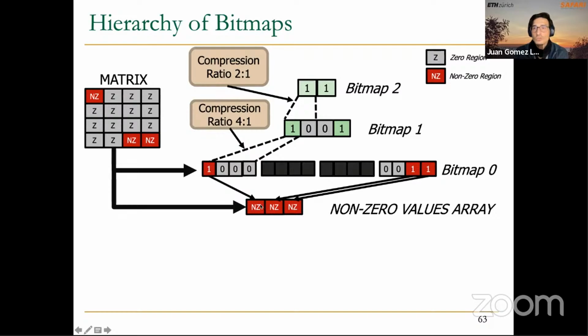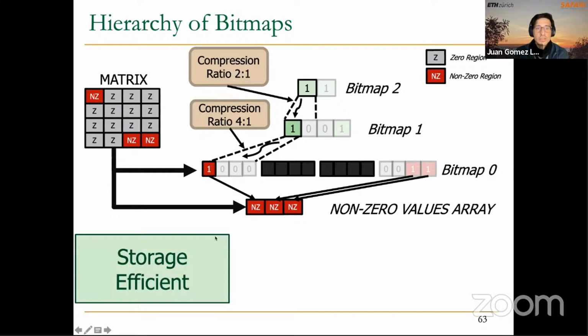So now, when it comes to finding a particular element in the array of non-zero values, it's as simple as going through the bitmaps from the higher levels of the hierarchy to the lower levels of the hierarchy. And this way, we will find what's the exact position in the matrix of these non-zero blocks.